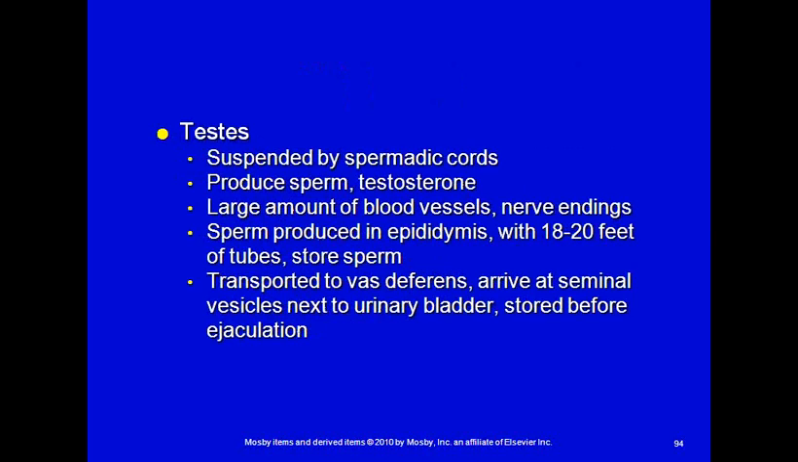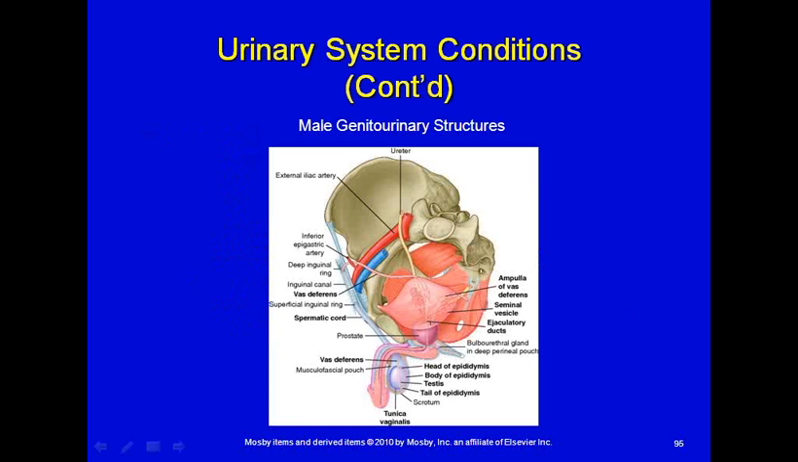The testes are suspended by the spermatic cords. They produce sperm and testosterone in men. They have a large amount of blood vessels and nerve endings to them as well, so can be extremely painful when injured. Sperm production occurs in the epididymis with about 18 to 20 feet of tubes used to store the sperm. Sperm is transported to the vas deferens. They arrive at the seminal vesicle next to the urinary bladder, where it is stored for ejaculation.